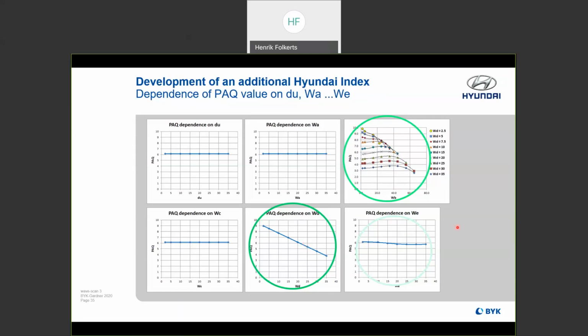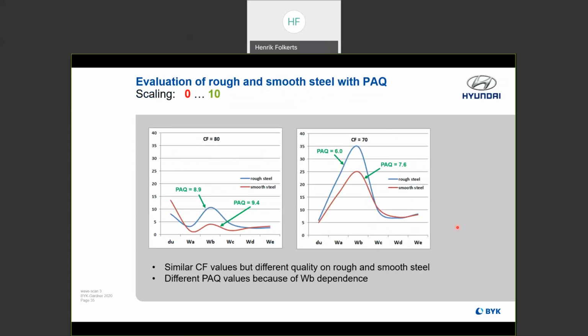So, when we come again to this example from before, you see now besides the CF value the PEC values. You see for the rough steel we have a value of 6, and for the smooth steel a value of 7.6. So this is really a significant difference which allows us now to show the differences. Also here on the left example, also a strong difference again.